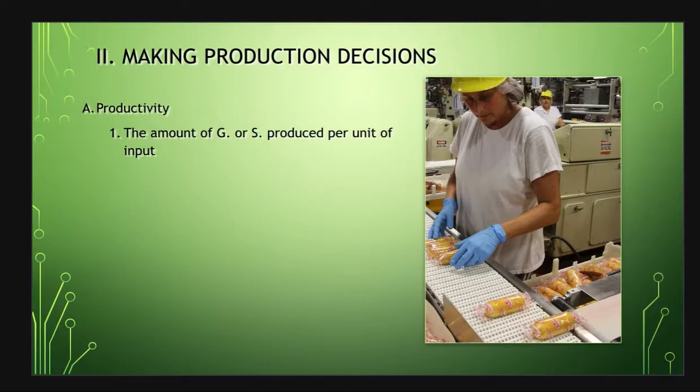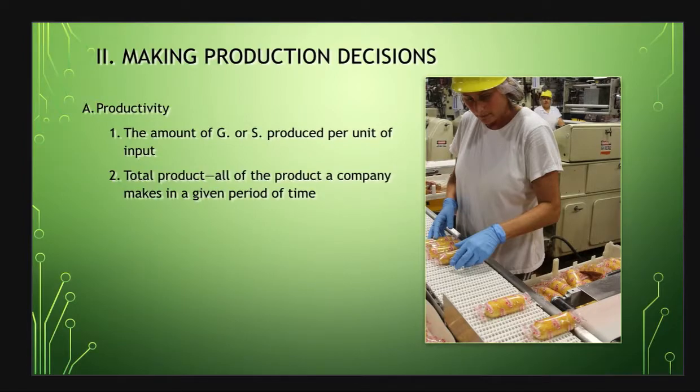What about people? Workers. You need people to be able to make that happen. So people will be included as part of your input. So we're looking at the amount of goods and services produced per unit of input, and we're going to look to see how well we are using those things. And in order for us to understand that, we have to know what our total product is.